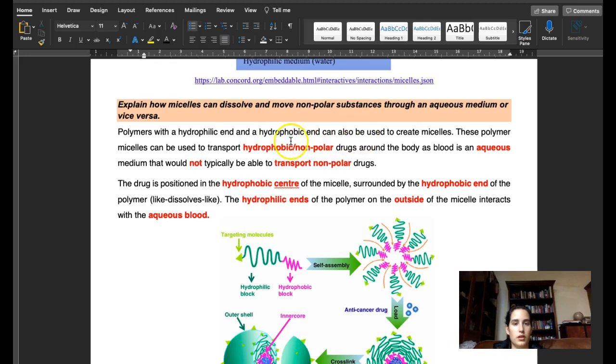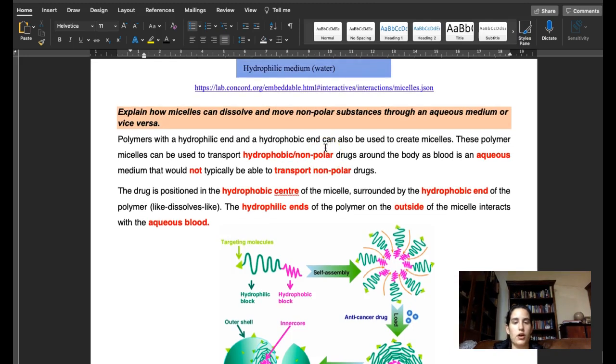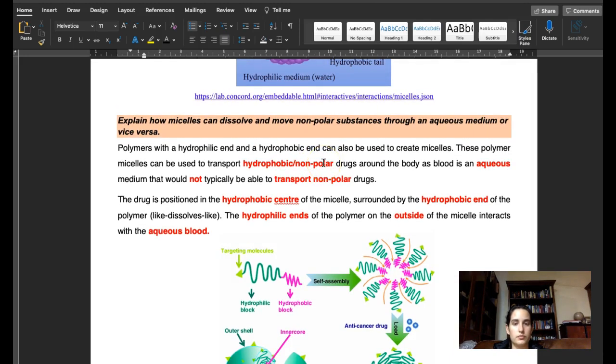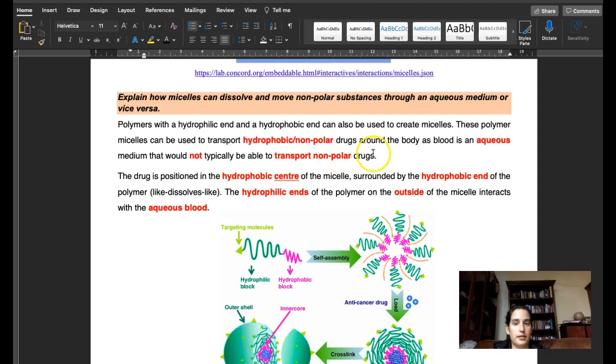So if we've got polymers and they've got this hydrophilic head and hydrophobic end, we can put a hydrophobic or nonpolar drug into the center of this micelle, and that can be carried around the body by this micelle, as the aqueous medium of blood would be able to interact with the surface of the polar micelle. Now this aqueous medium of blood wouldn't normally be able to transport nonpolar drugs.